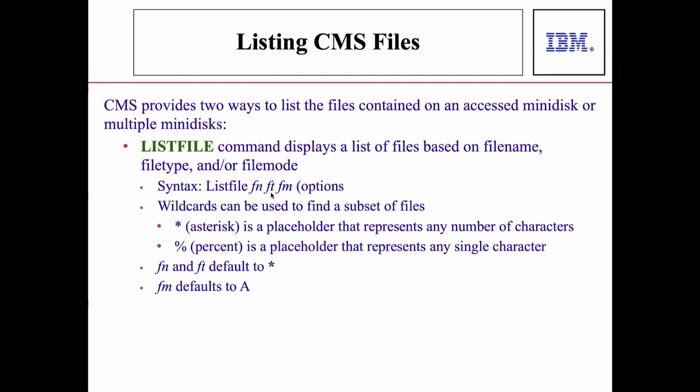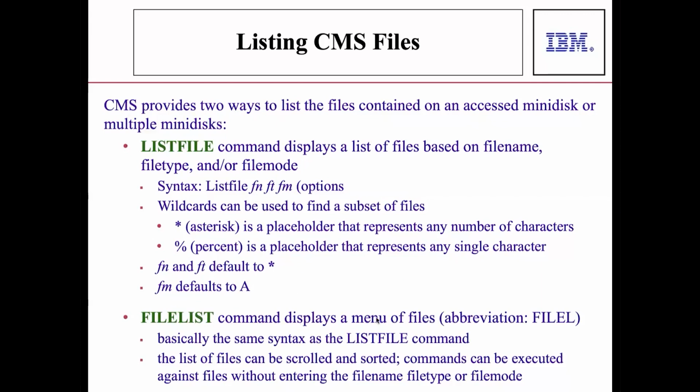In this specification, you can use wildcards. You can use asterisks, and % to represent a set of characters or a single character. If you just type L or LISTFILE, the file name and file type default to asterisks, so it searches all file names and all file types, and the file mode defaults to A. So if you just type L, you're going to see what's on your A disk. If you want to see something on another disk, you have to specify asterisk, space, and then that letter.